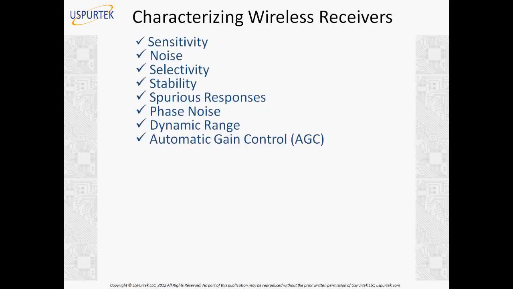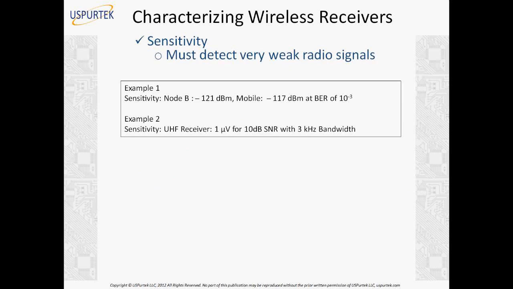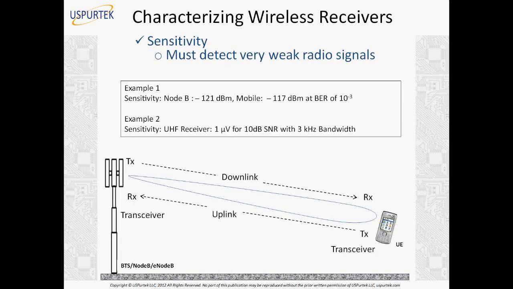So we just listed all the different characteristics that we can apply to any wireless receiver, whether the receiver is on the base station or on the handset. Sensitivity: what does sensitivity mean? It simply means that you must be able to detect very weak radio signals. If we recall from our previous webinars on link budget analysis, because of the RF propagation losses, the signal becomes very weak at a certain distance. We have to know what the strength of the signal should be for our receiver. Both for downlink and uplink, it matters.